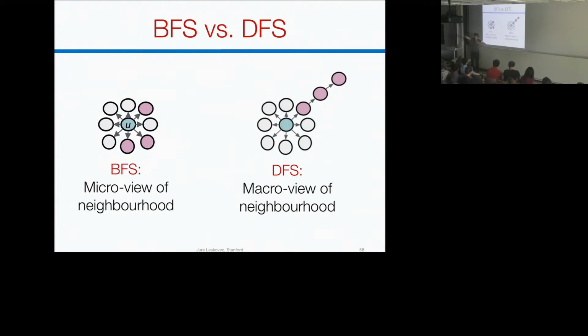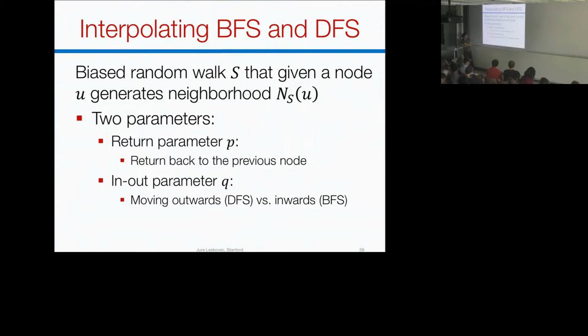And if I walk further away from the node, if I do something more like depth first search, I get this more macroscopic picture, less detailed, but a broader picture of the network structure around the node. So what's the idea? The idea is, how can I smoothly interpolate between these two things? The way you can do this is to develop a simple second order Markov random walk that will allow you to interpolate between these two strategies and generate the neighborhood. How do you do this?